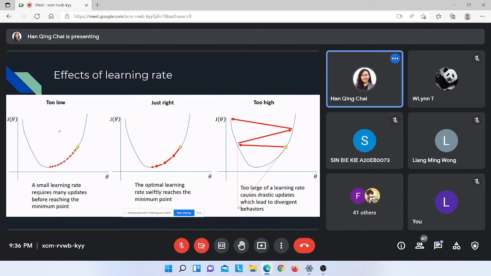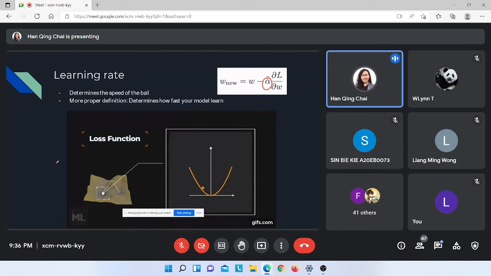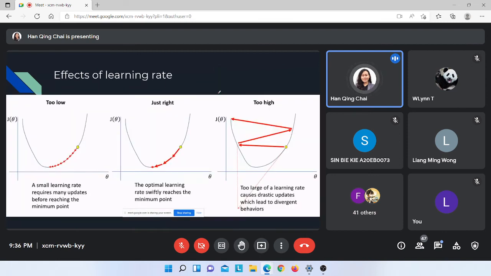And you just have to know the effects of the learning rate. If the value is too low, the learning is going to be too slow. If you remember, it determines the speed of the ball and how fast your model learns. This one is very important. So you can see, if the learning rate is quite small, the ball is going to move very slowly, slowly, slowly. But if the learning rate is just right, it takes less training time to reach the optimal point and swiftly reach here, which is the minimum point to minimize loss.